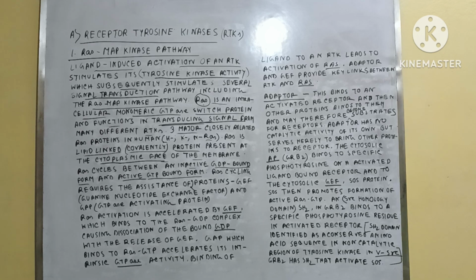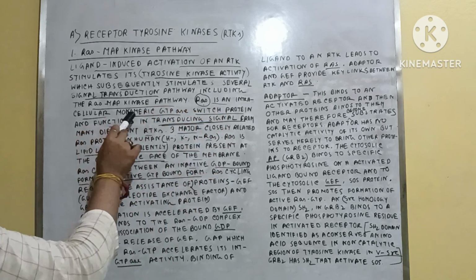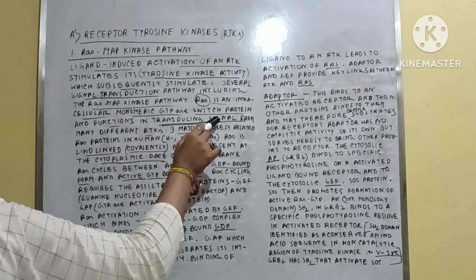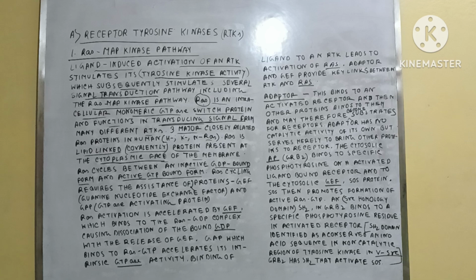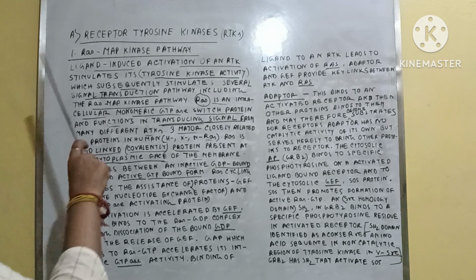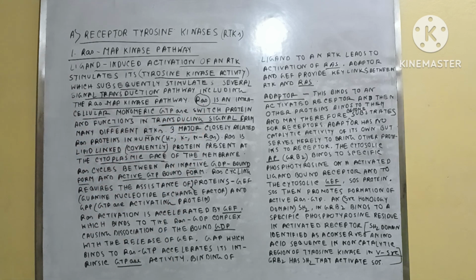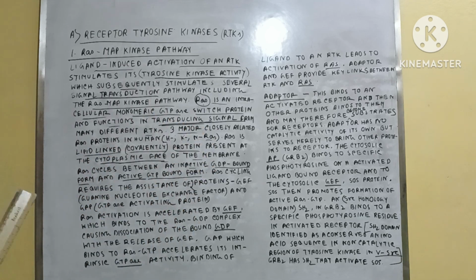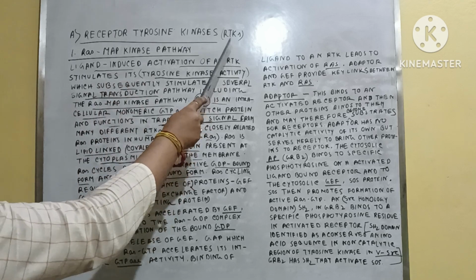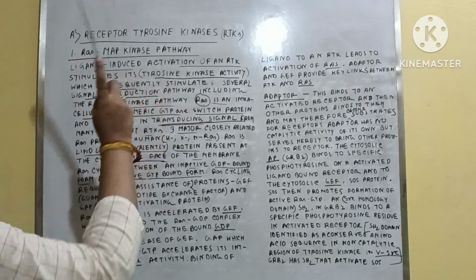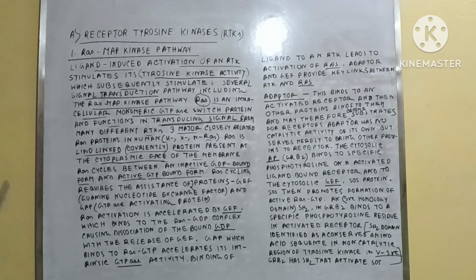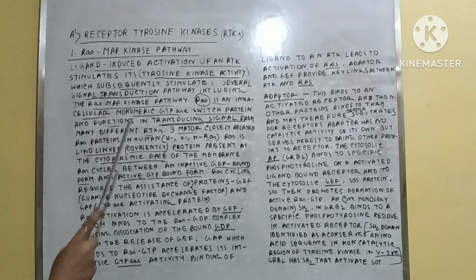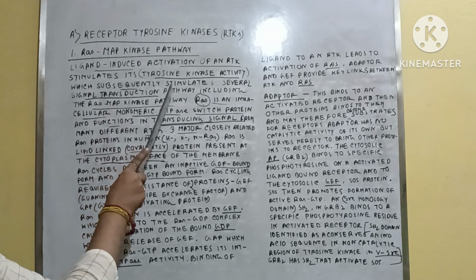So what is RAS? RAS is an intracellular monomeric GTPase switch protein, and that helps in signal transduction. Actually, ligand-induced activation of RTK stimulates the tyrosine kinase activity. First, when the ligand binds to the RTKs, that means the receptor tyrosine kinases, they become activated and they stimulate the tyrosine kinase activity, which stimulates several signal transduction pathways.